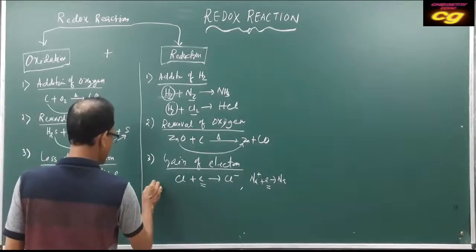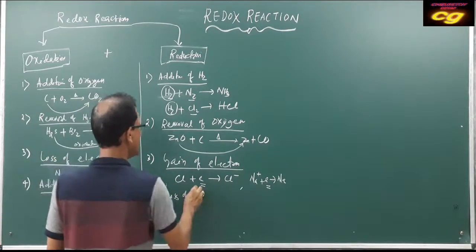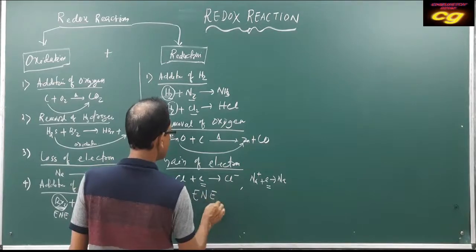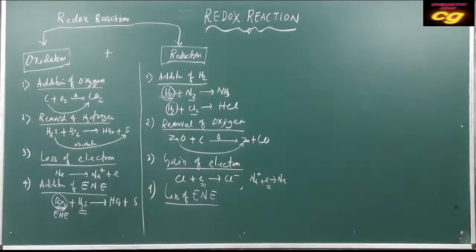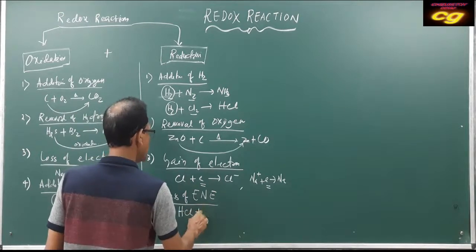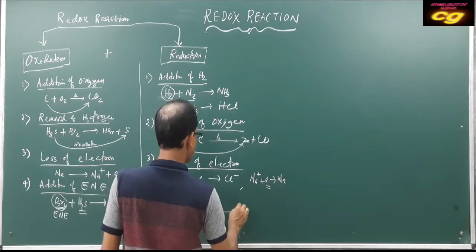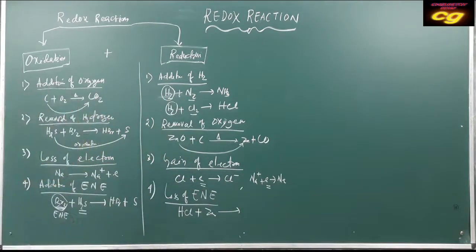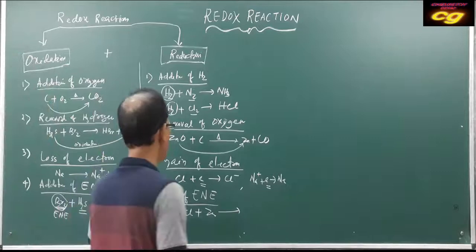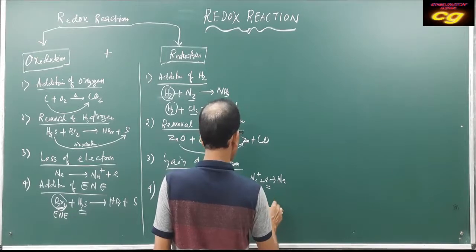Then the fourth one: loss of electronegative element is also called reduction. For example, HCl plus zinc. Here HCl reacts with zinc, and the product is zinc chloride plus hydrogen.